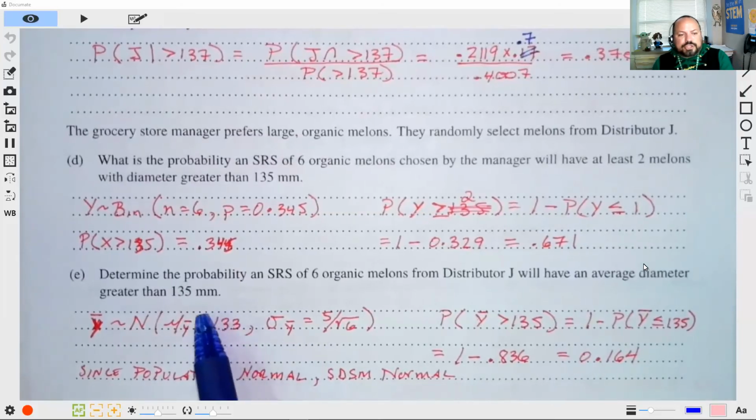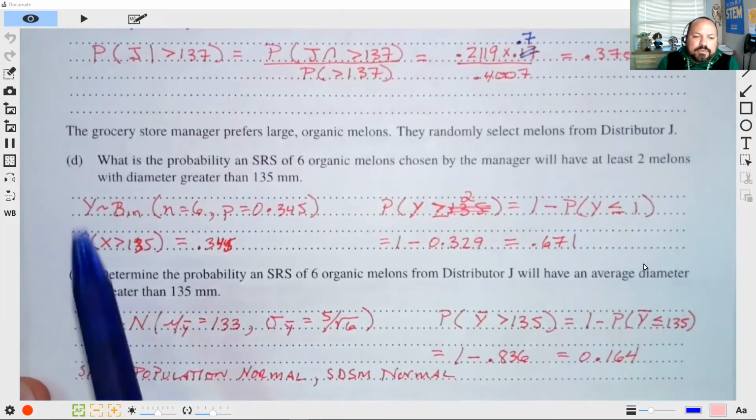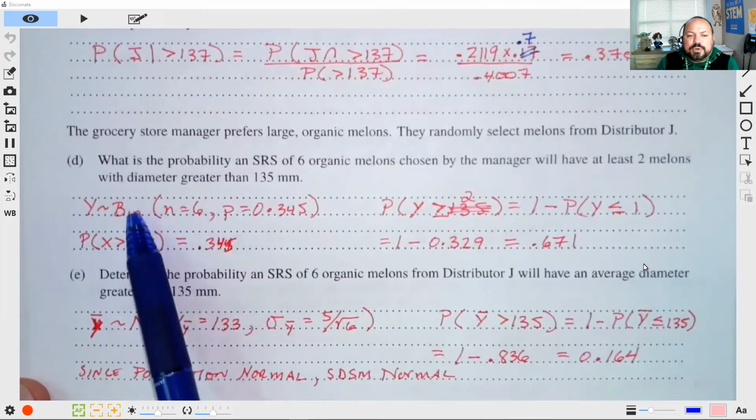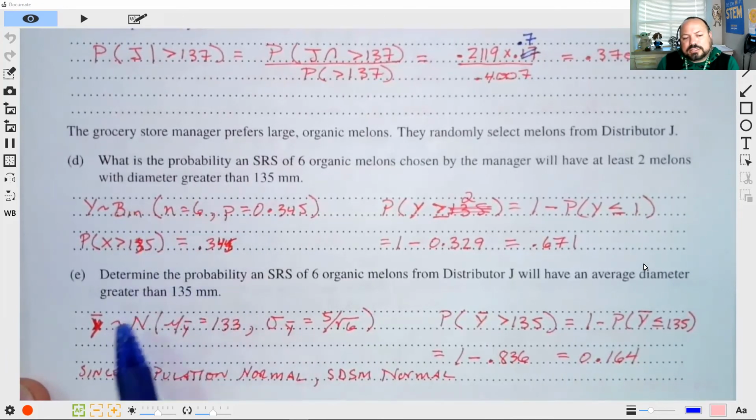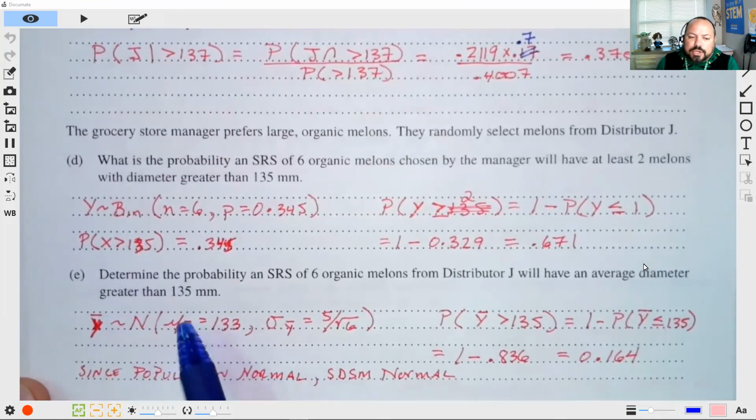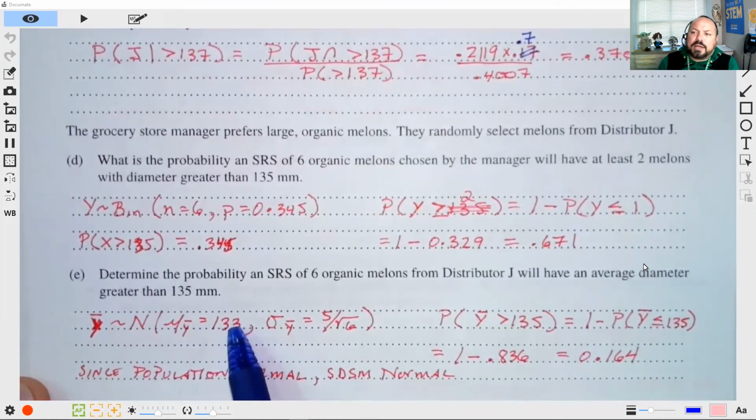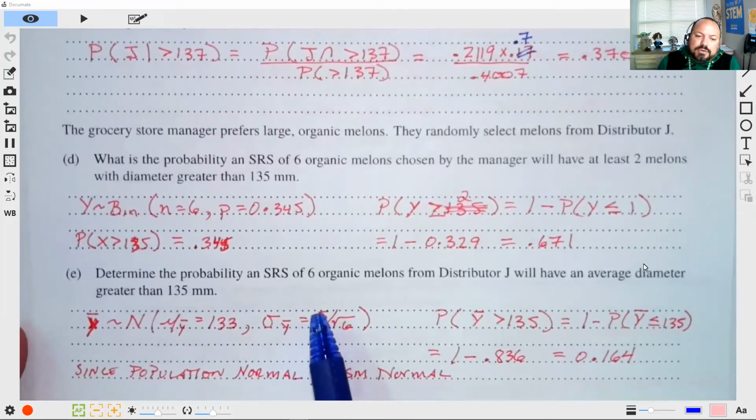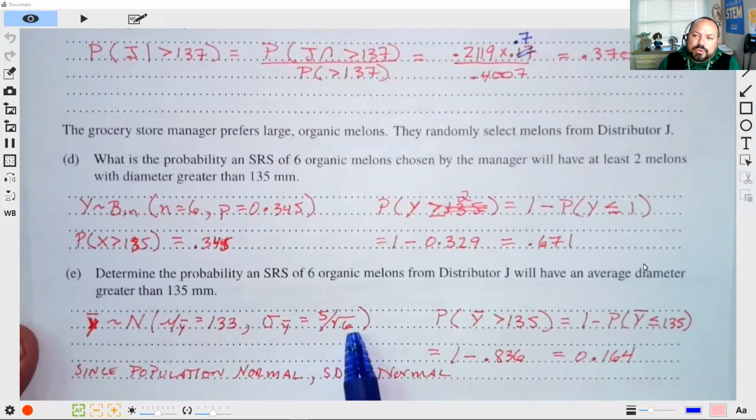So for this situation, we're looking at Y bar. If Y represents my selecting 6 and having it be binomial, where it's either greater than 135 or not, I can say Y bar. And Y bar is going to be normally distributed with mu of Y bar being 133, centered at my population mean. And sigma of Y bar is going to be 5 divided by root 6, the sigma of the population divided by the square root of the sample size. So I'm looking for the probability that Y bar is greater than 135.